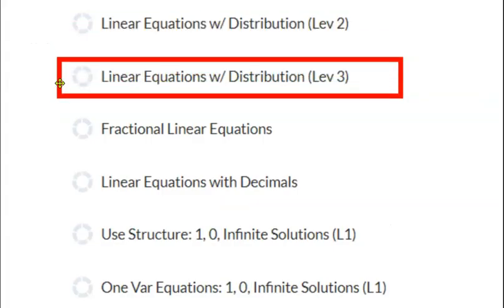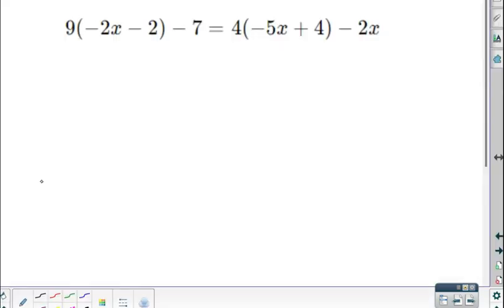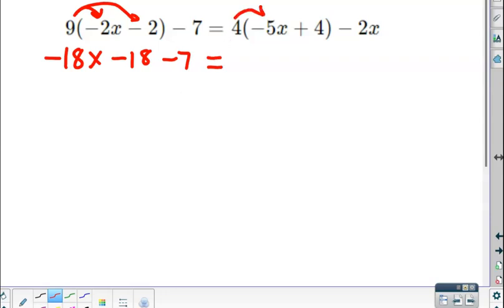The next topic is the same, but a little bit more challenging. This time, I have parentheses and variables on both sides of the equation. This time when I multiply here, I'm going to get negative 18x, and here, negative 18. Everything else will stay the same. On the other side of the equation, I'm going to get negative 20x. Over here, I'm going to get 16, and the rest will stay the same.